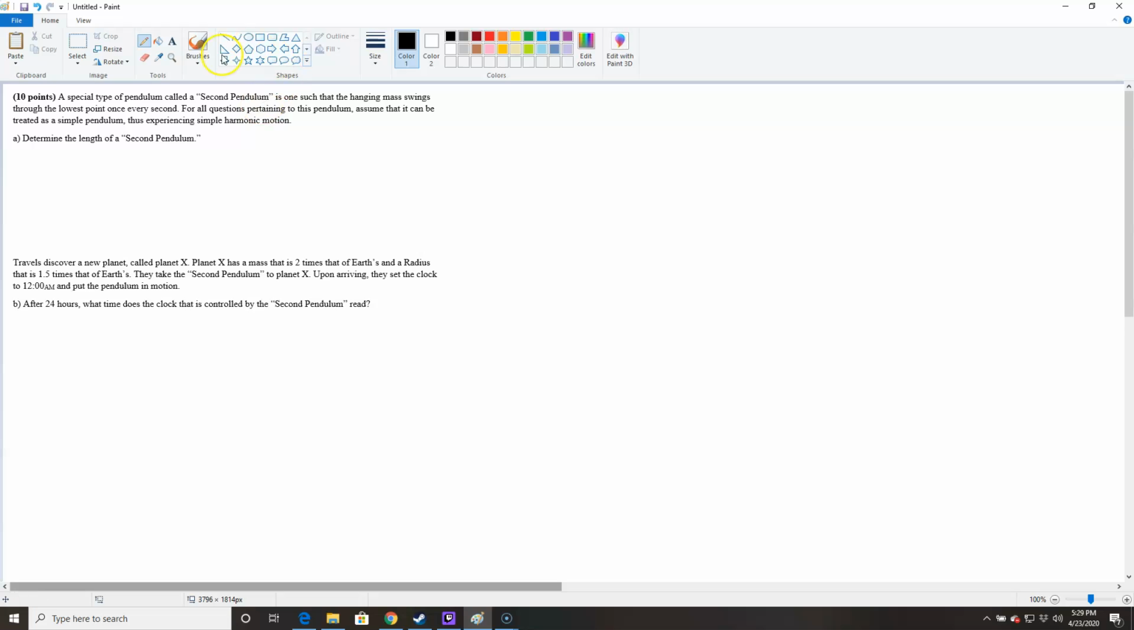So, we have a special type of pendulum called a second pendulum. It's one in which the hanging mass swings through equilibrium every second. So, what that means is, if here's our pendulum secured to the ceiling, it swings back and forth, back and forth. It's this equilibrium position here. It will take 1 second to do this, and then 1 second to do this. If we add the two together, the period of the second pendulum is actually 2 seconds.